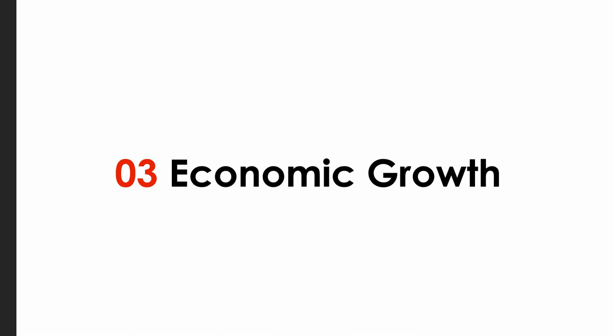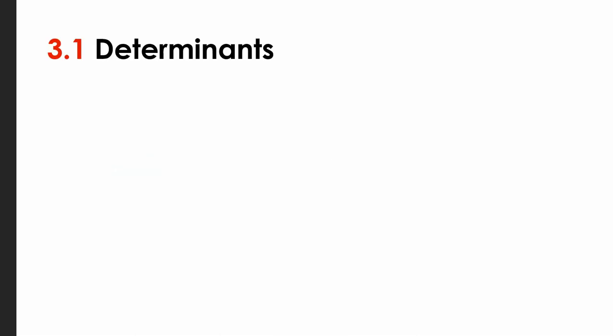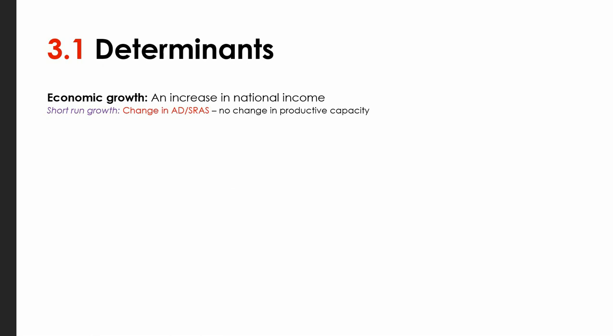This revision video looks at economic growth, the third topic in the macro A-level course. We need to know the determinants of economic growth. Growth in general is an increase in national income, but we tend to divide it into short-run growth and long-run growth. Short-run growth is a change in just aggregate demand or short-run aggregate supply. There's no actual change in the economy's productive capacity.